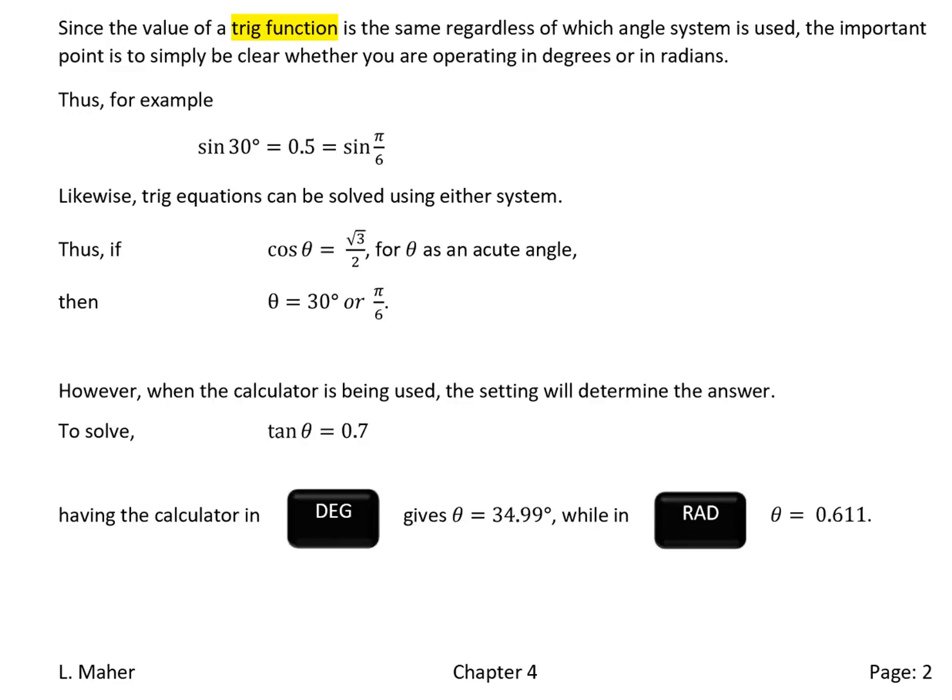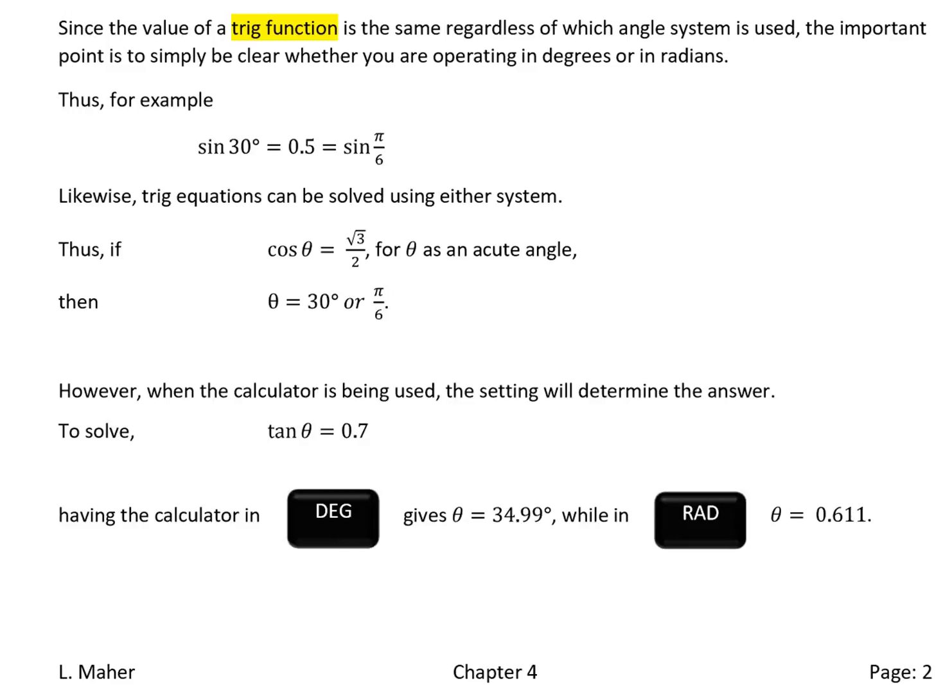So if you have your angle in degrees, you know how to find sine, cos and tan of that. If the angle, however, is given in radians, you can also use your calculator to find the sine of that angle, cos or tan of the angle. However, to do that, you must have your calculator set to radians.